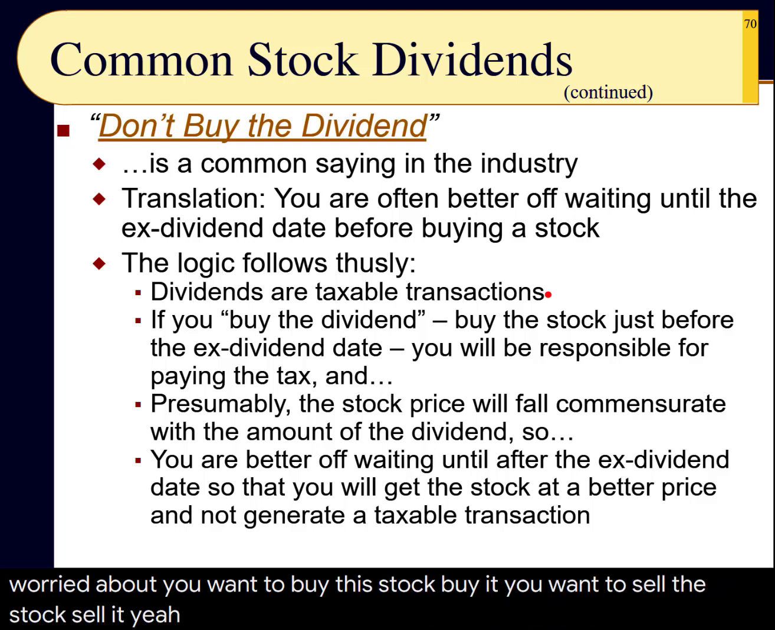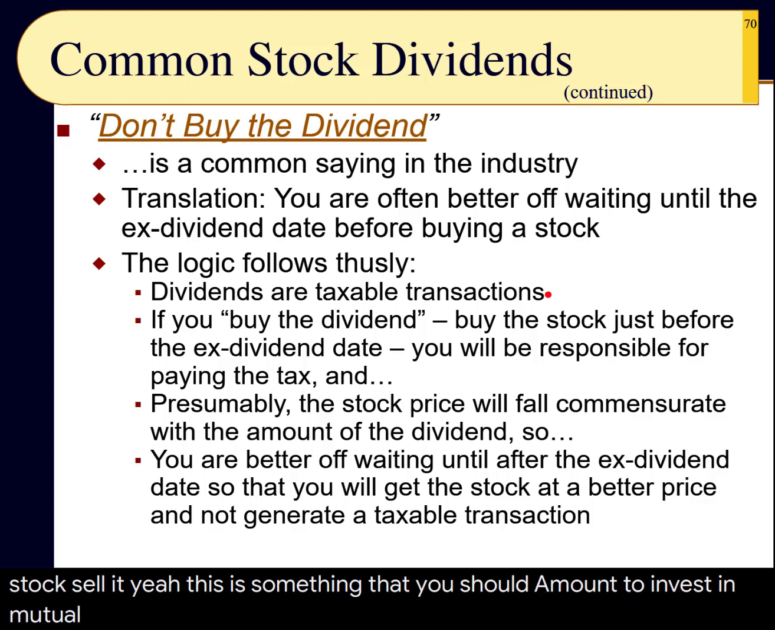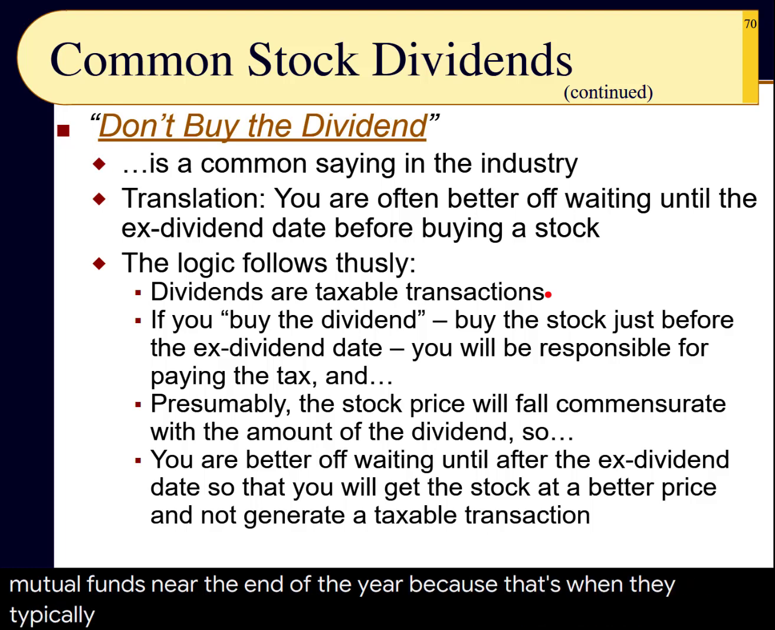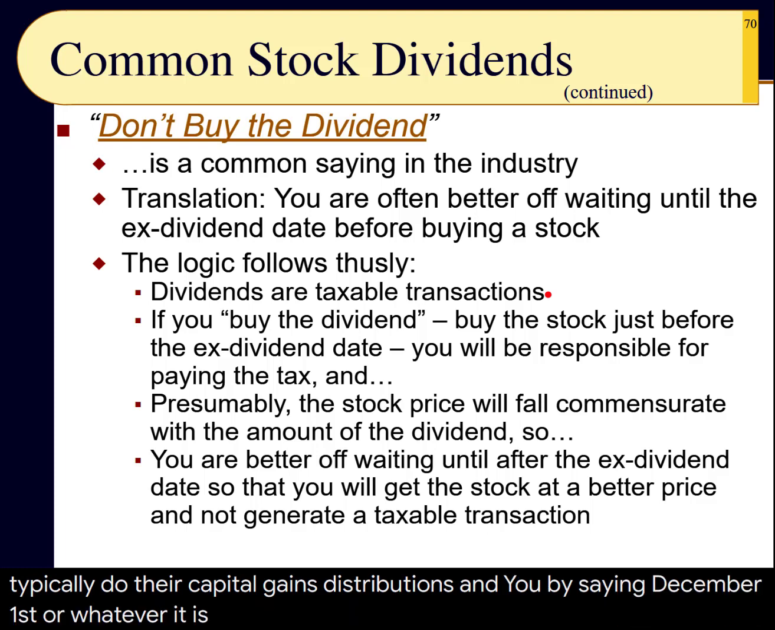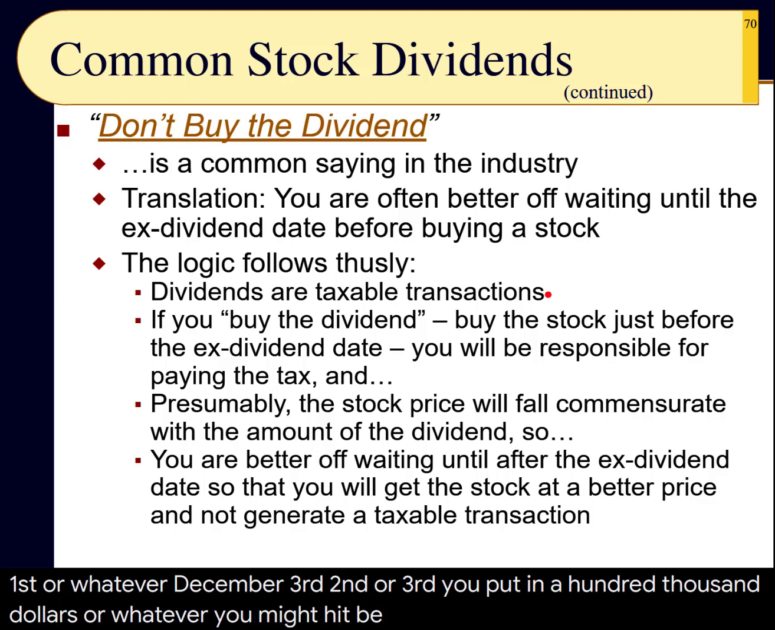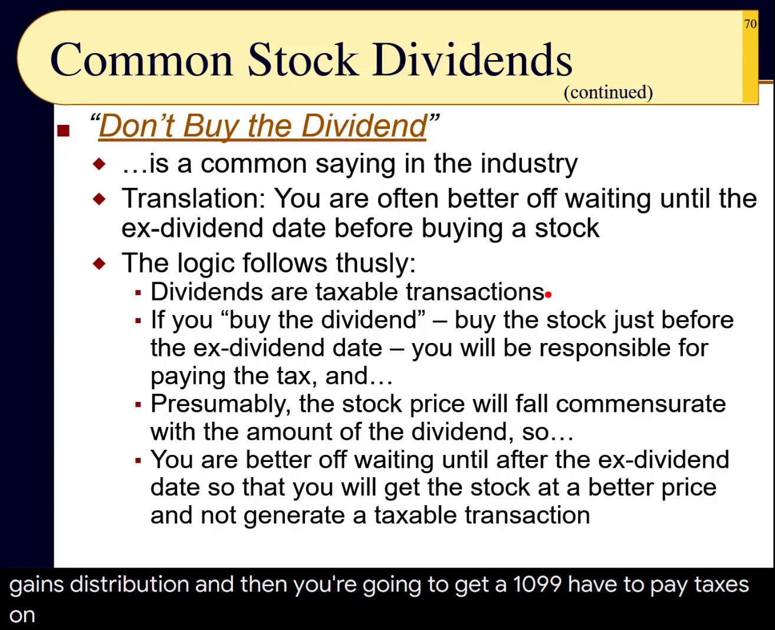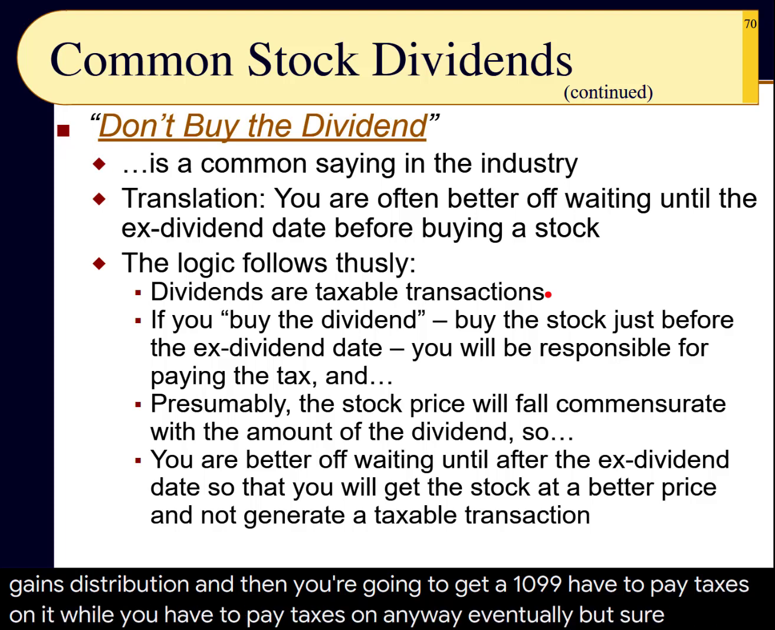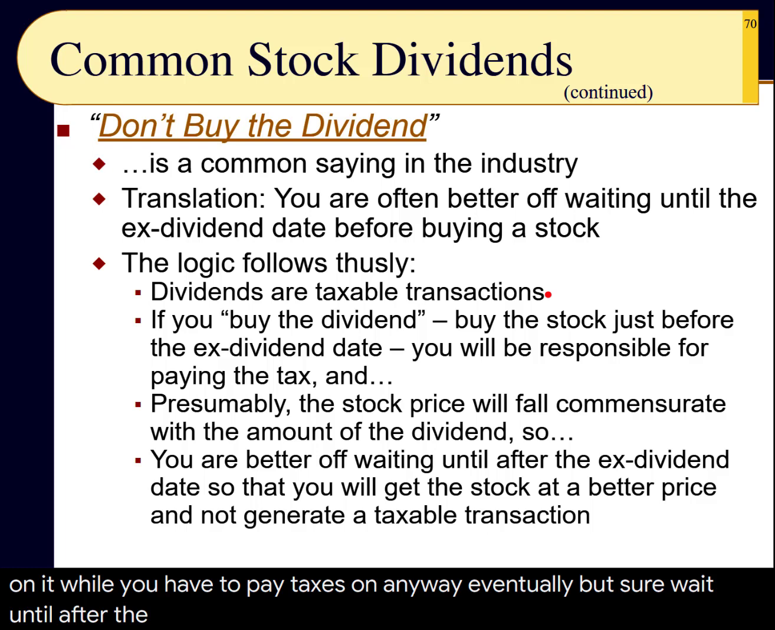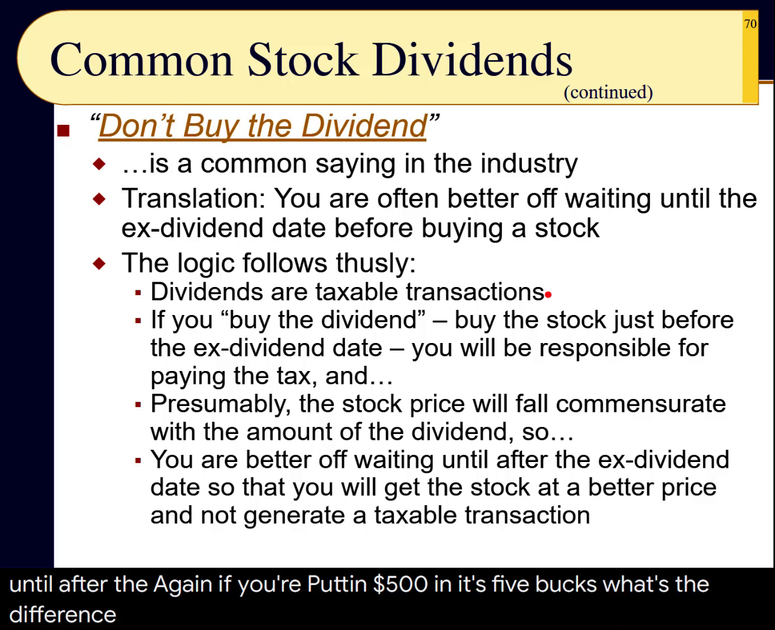Yeah. This is something, though, you should think about if you have a large amount to invest in mutual funds near the end of the year, because that's when they typically do their capital gains distributions. And you buy, say, December 2nd or 3rd, you put in $100,000 or whatever. You might be hit with a 5%, 5,000 or so capital gains distribution. And then you're going to get a 1099 and have to pay taxes on it. Well, you're going to have to pay taxes on it anyway, eventually, but sure, wait until after the capital gains distribution. Again, if you're putting $500 in, it's $5. What's the difference?